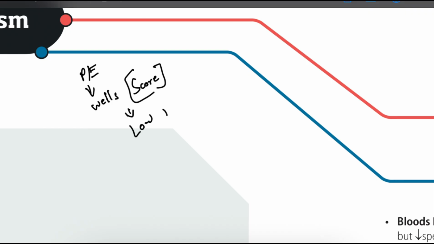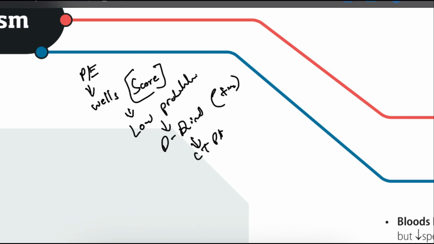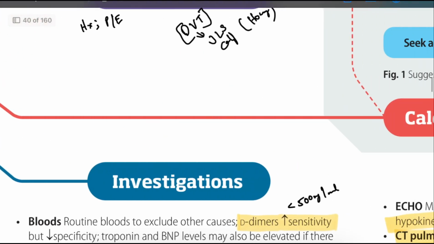Wells score we have to check. If it's low probability, we have to go with the D-dimer test. If D-dimer is positive, then only we have to go with CT pulmonary angiography. Then we have to confirm pulmonary embolism. Okay, this is the main thing.